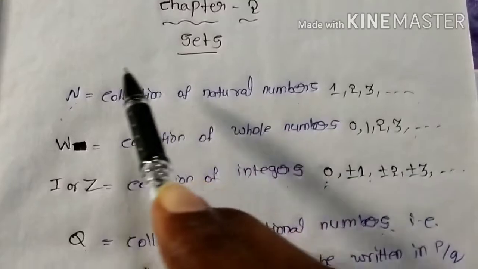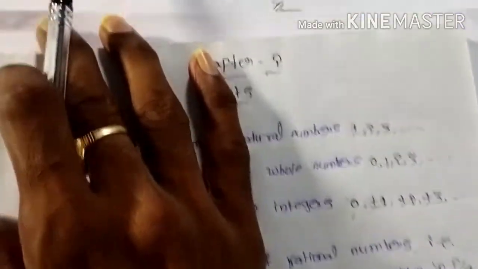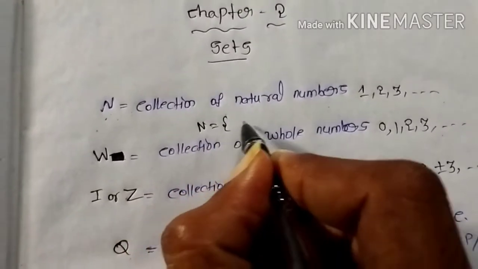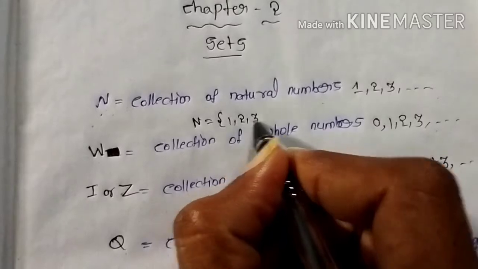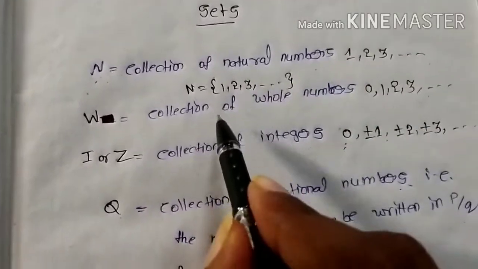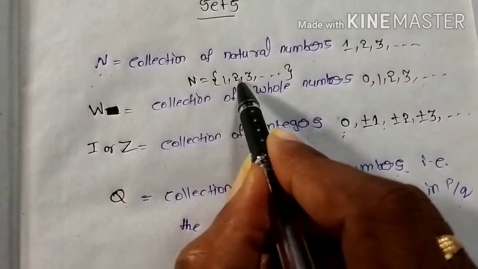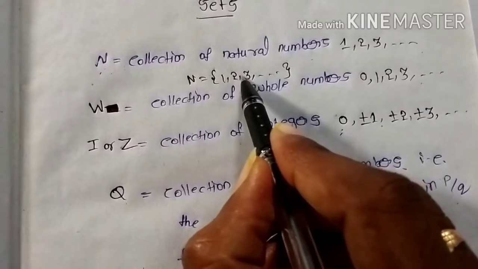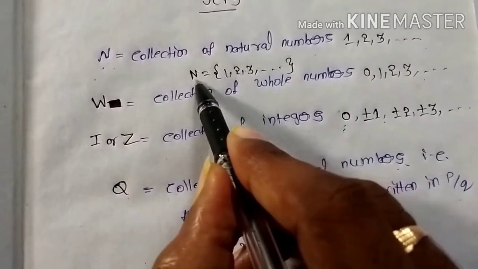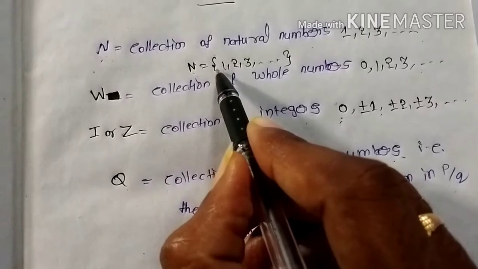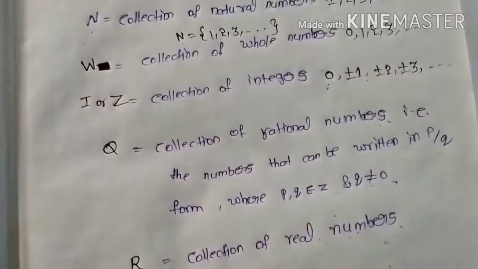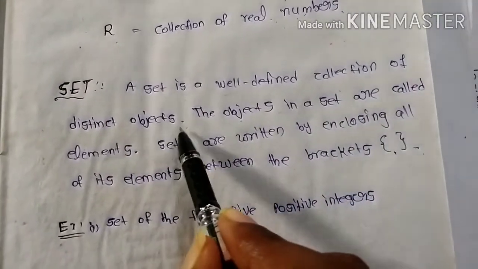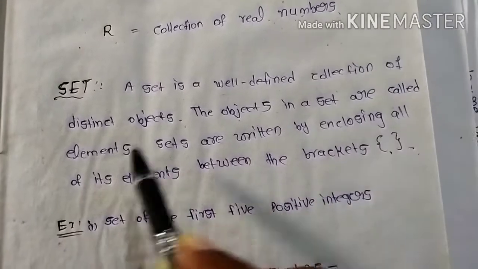For example, if I am taking natural numbers, they can be written as N equals 1, 2, 3 and so on. Yes or no? The elements are 1, 2, 3 and so on. These are called elements in the set N. We can represent a set by braces. A set is a well-defined collection of distinct objects. The objects in a set are called elements.